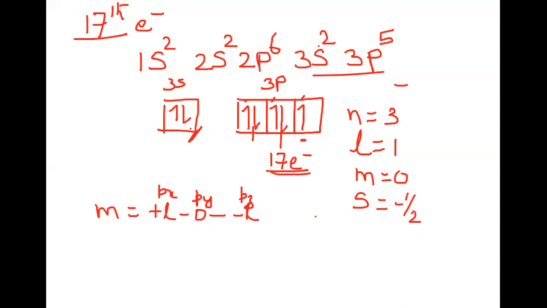Now you tell me one thing. This is for the 17th electron. If you had to write the electronic configuration of the 14th electron, then what would you do? Let us say you have to write for the 14th electron. Okay, now I hope I have.